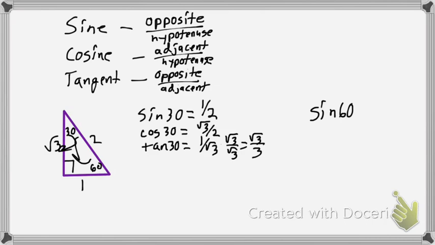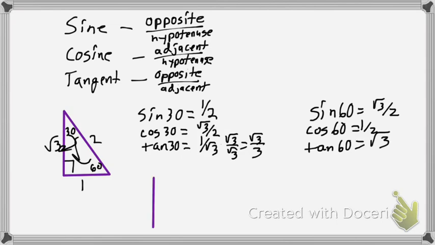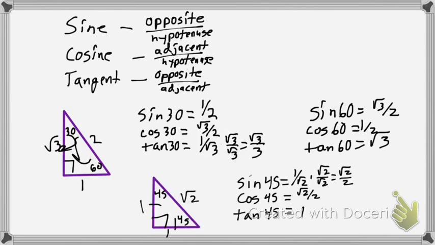The sine of 60. So here for 60, notice that that square root of 3 is opposite. So we get the square root of 3 over 2 is the sine of 60. The cosine of 60 is 1/2. And the tangent of 60 is the square root of 3 over 1, or the square root of 3. For a 45-45-90 triangle, it breaks down like that. The sine is square root of 2 over 2. The cosine is square root of 2 over 2, which makes sense because the two legs are the same. So the opposite leg and the adjacent leg are going to be the same. And the tangent of 45 is 1.